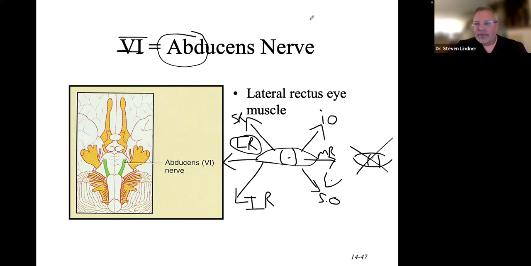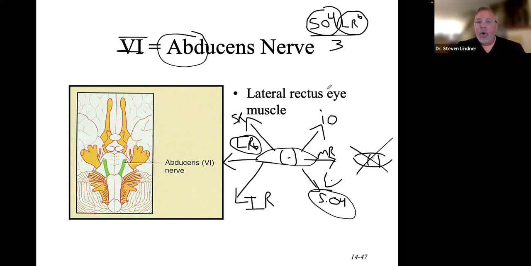So that's why the Lindner's chemical equation is SO4 LR6 all over 3, which means the lateral rectus is controlled by the 6th cranial nerve, which is the abducens. The superior oblique muscle is controlled by cranial nerve 4. So we'll put a little 4 here. We'll put a little 6 here. But all over 3 means all the other eye muscles, except for these 2, are controlled by cranial nerve 3.